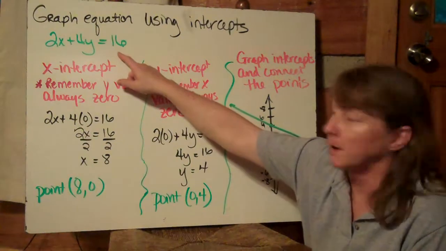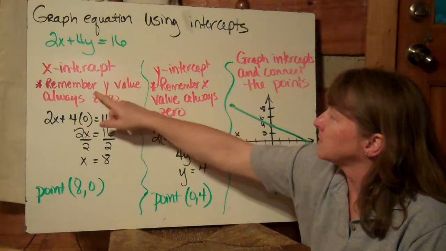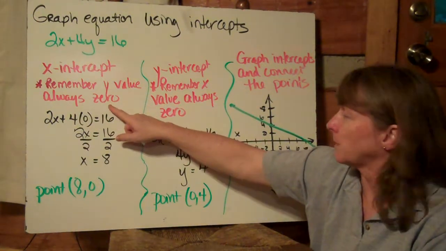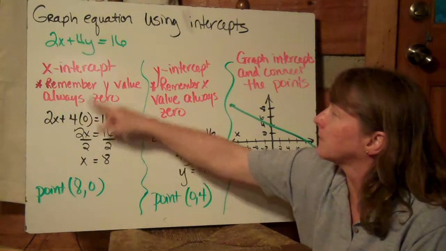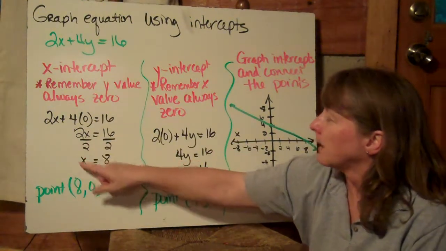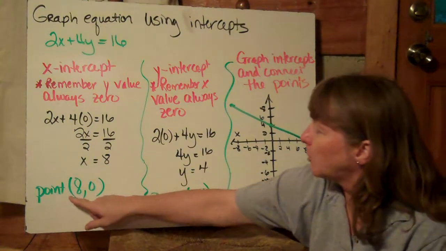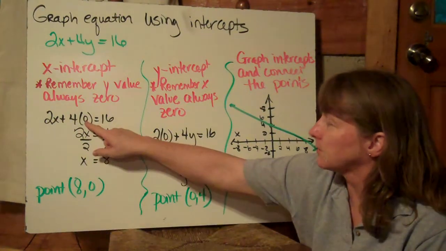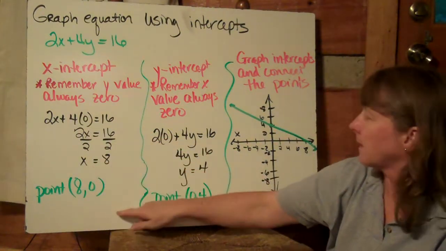So we have this equation. If we look at the x-intercept, we remember the y value is always 0. So let's just put 0 in for y and solve it. And you get x equals 8. So that point is 8, 0, because this was 0, and we solved for x, and we got 8, 0.